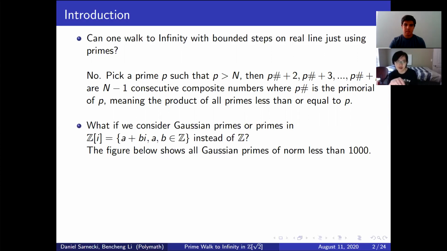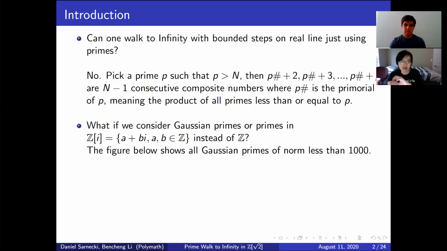Since primorial is defined this way, 2, 3, and all the natural integers between 2 and p have a common factor with p primorial. So that's why they're composite. Now what if we consider Gaussian primes instead of just the integer ring? What if we consider a prime walk using primes in Z[i]?